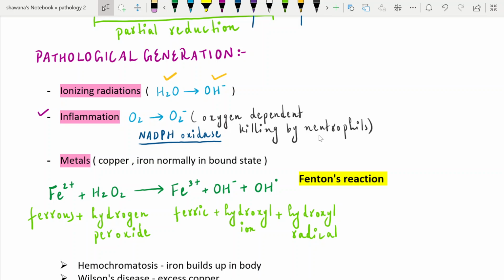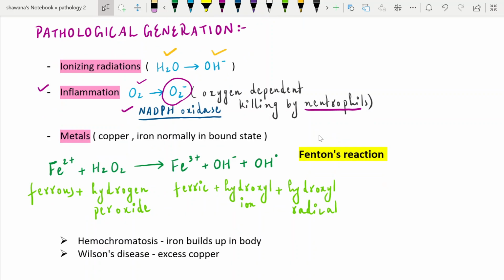In oxygen dependent killing, the neutrophil, a white blood cell, utilizes oxygen and converts it into superoxide by the enzyme NADPH oxidase. When oxygen is converted to superoxide, superoxide is a free radical. So it's the pathological generation of free radicals during inflammation, and the enzyme used is NADPH oxidase.